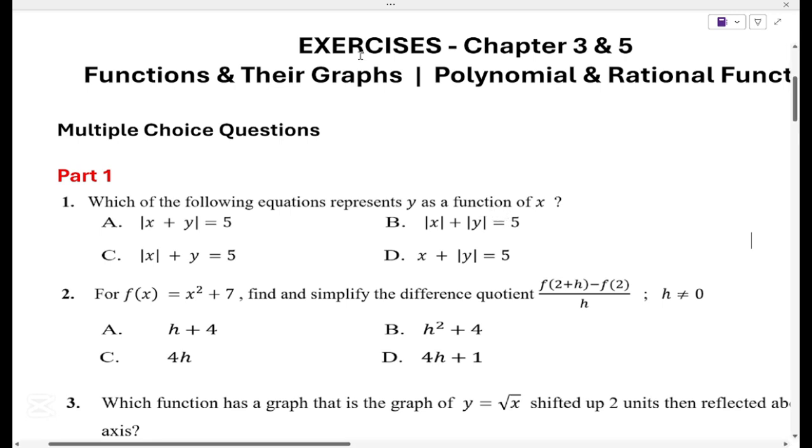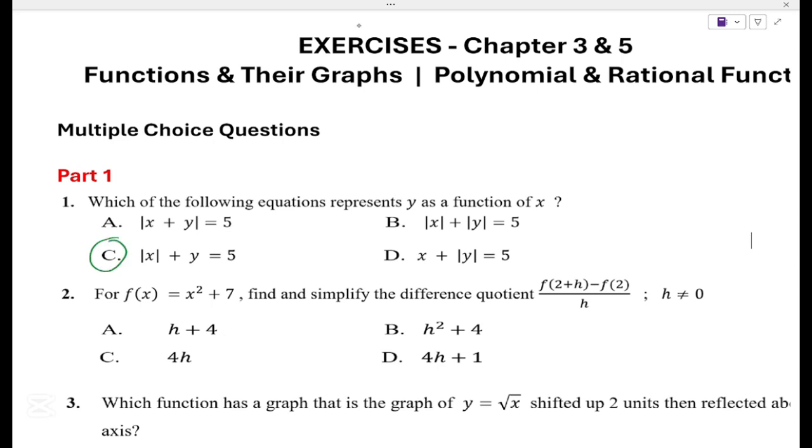We can identify whether y is defined as a function of x if the power of y is an odd number and y doesn't have absolute value. As you can see here, y is inside the absolute value, and also in letter B and letter D. And in letter C, the power of y is 1 and doesn't have absolute value. So it means the answer for number 1 is letter C.